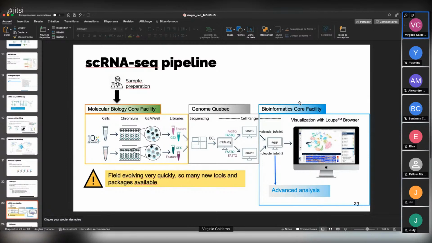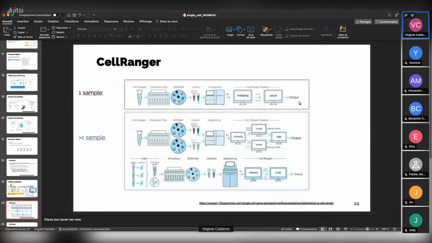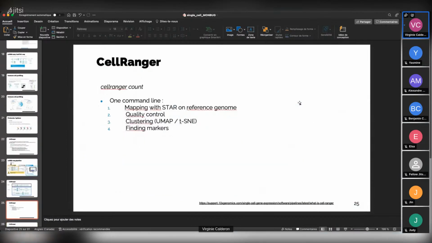But just to mention that it's a field that is evolving very quickly. There are many tools coming out, and every month you need to check what is new and what the trend is. At some point it was pseudotime, and now it's velocity. So it's evolving with time. There are a lot of packages available. I will pass on that.